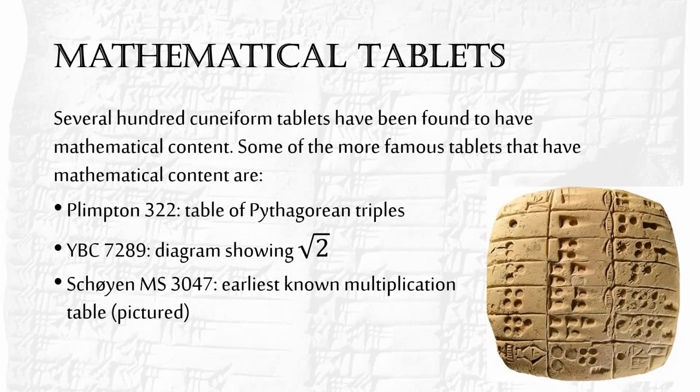Plimpton 322 is a table of Pythagorean triples. YBC 7289 is a famous diagram showing the square root of 2. We'll see that one in a bit. And this one in the corner is the earliest known multiplication table. It's showing multiplications that were used in various practical calculations.